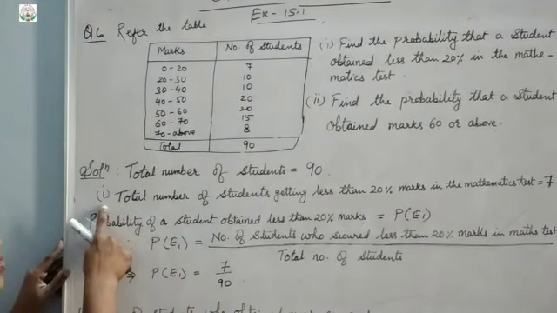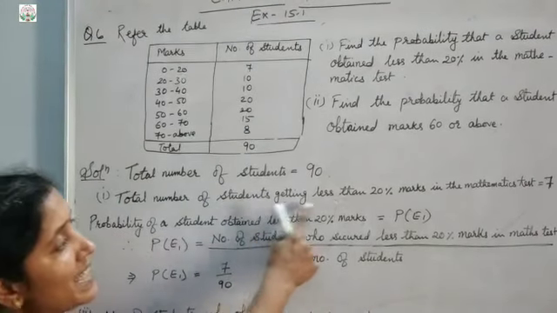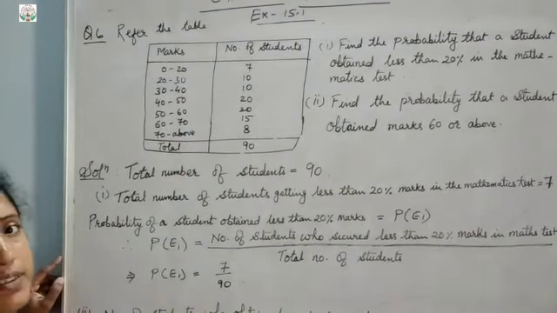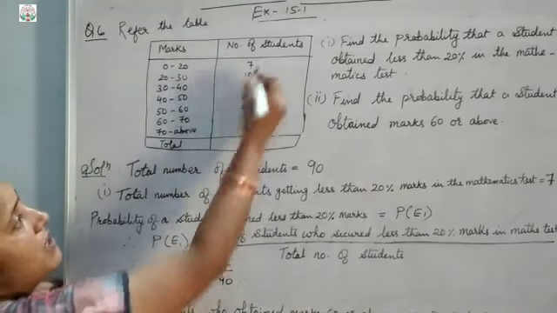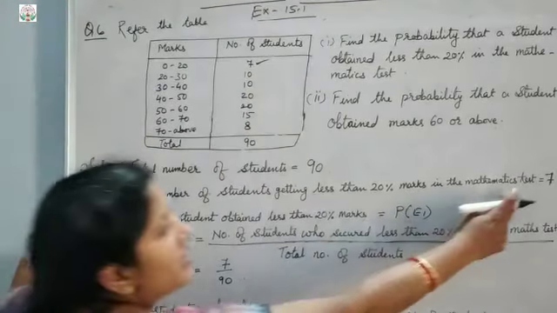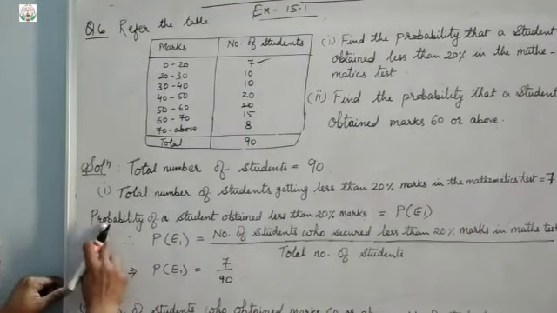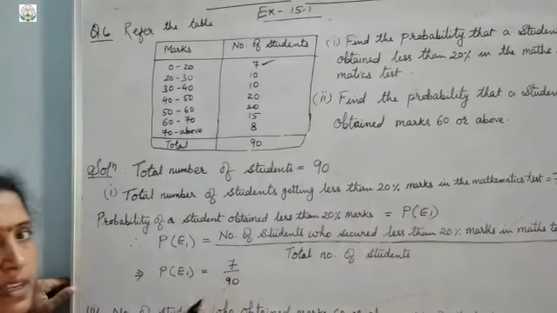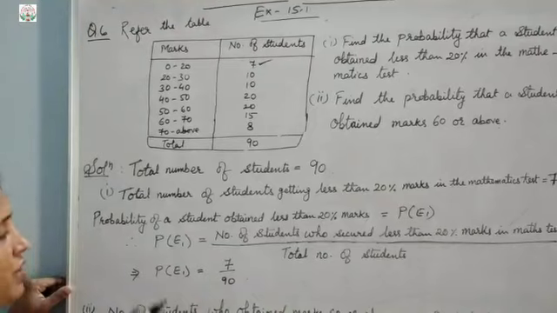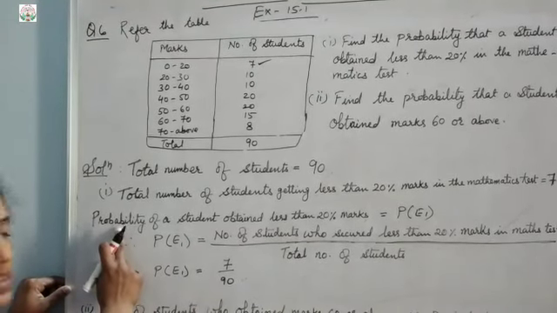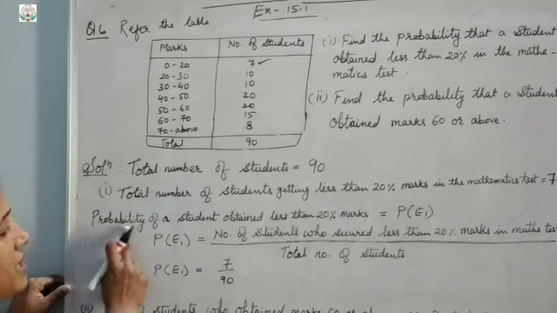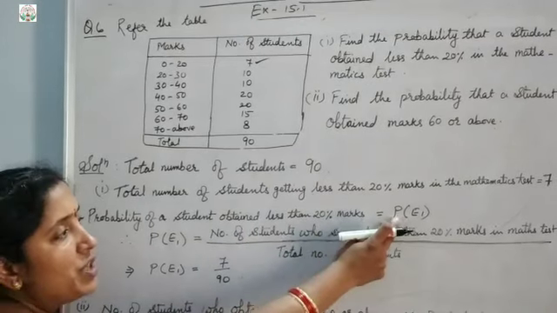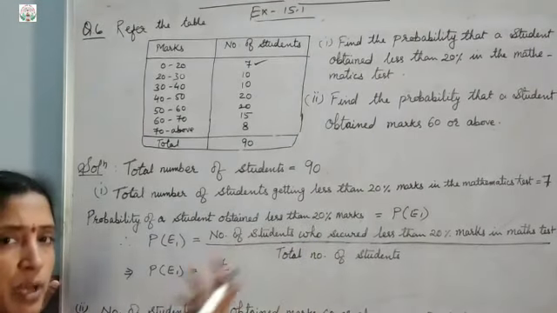Then for the first question, the total number of students getting less than 20% marks in mathematics is 7, you can see here. Now the probability of a student obtaining less than 20 marks will be P of E1. Suppose I am showing E1 for the first condition of the probability, where P means probability, we all know.